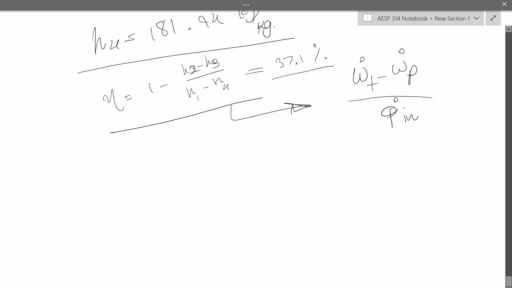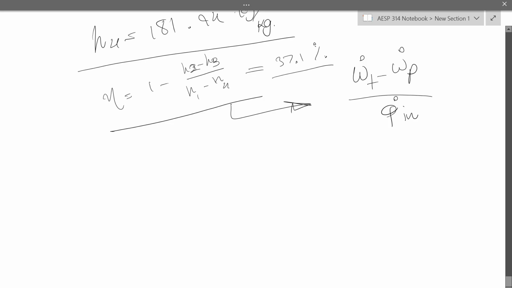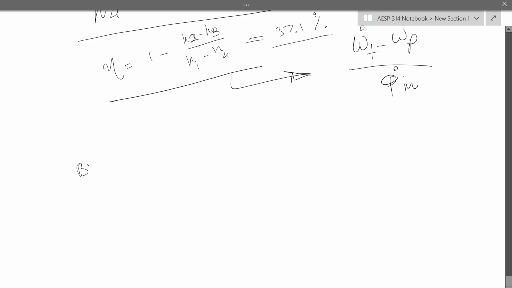Yes, the efficiency is going to be 37.1%, as Igor said. What is the next thing that we are asked to calculate? The backwork ratio. How do we calculate the backwork ratio? W dot of P divided by W dot of turbine, which is H4 minus H3 divided by H1 minus H2. So plug the values in. Let me actually plug the values.